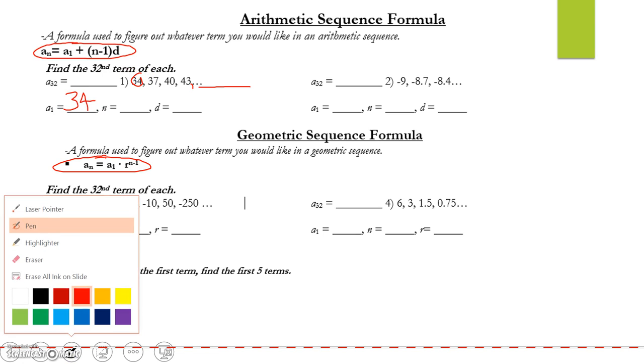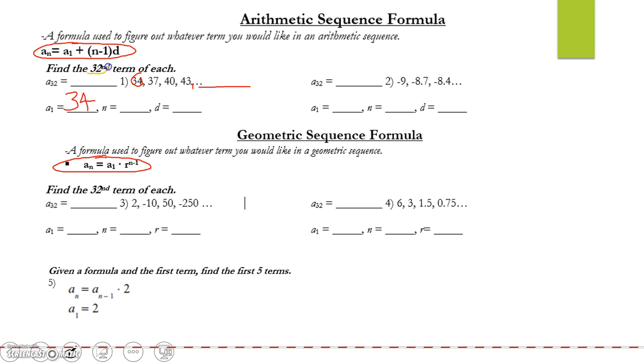N is the number of term. And so it tells me the directions. The number of term is 32. The common difference is what you add each time. So what I'm going to do is I'm going to take the second term and I'm going to subtract the first term. 37 minus 34 is 3.